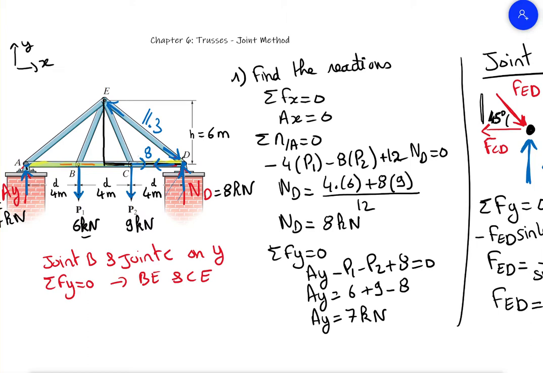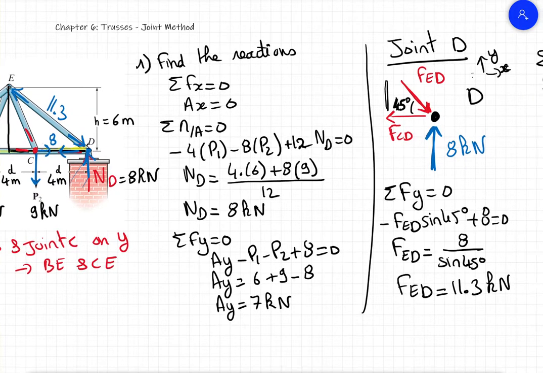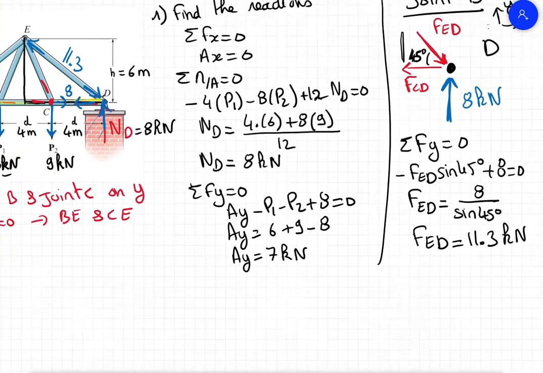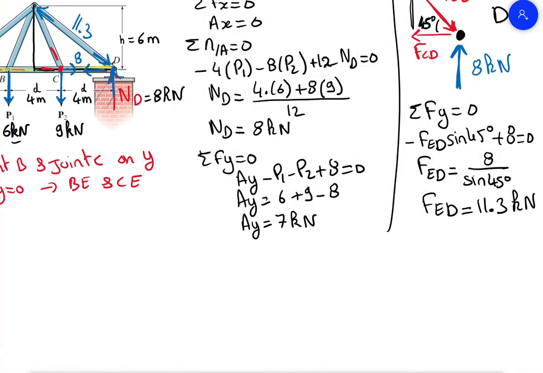Now I propose to do joint C, because now we have two given forces, the 8 and the 9, and we need to find this one and this one. Let me do it there so I can see this.